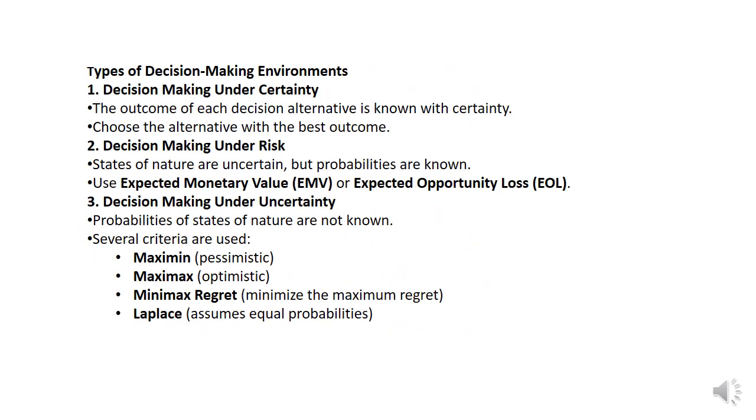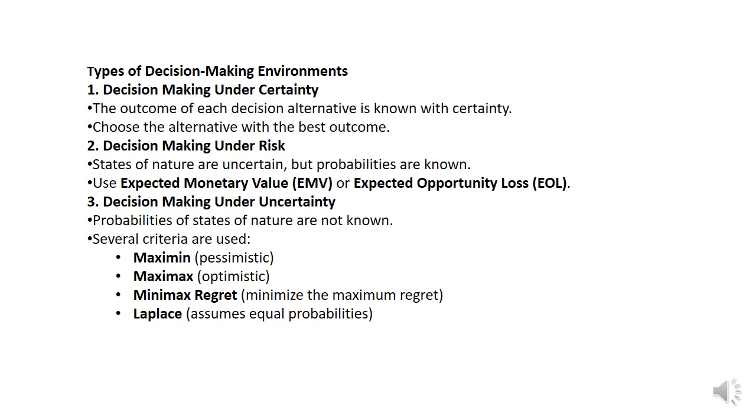There are three types of decision. The three types of decision are decision making under certainty, decision making under risk, and decision making under uncertainty. So we will go first through decision making under certainty. The outcome of each decision alternative is known with certainty. Choose the alternative with the best outcome.